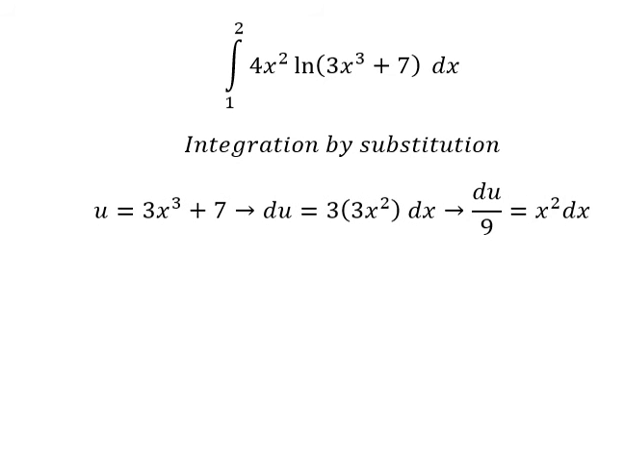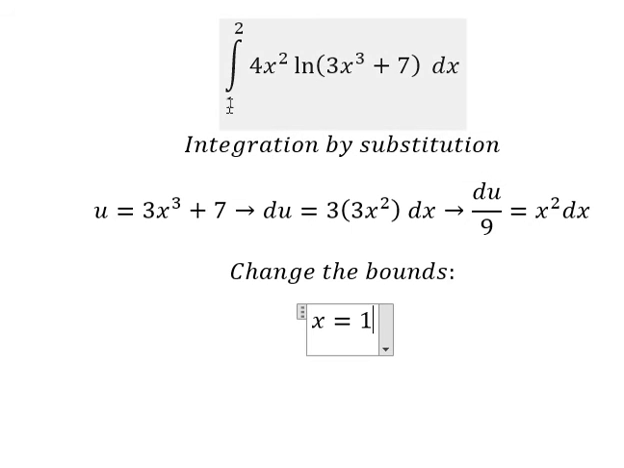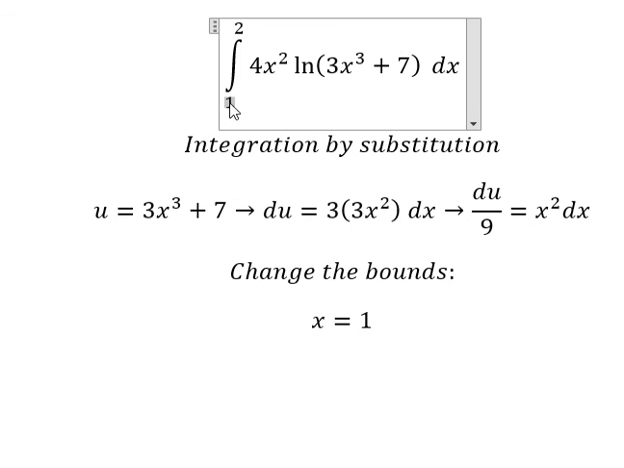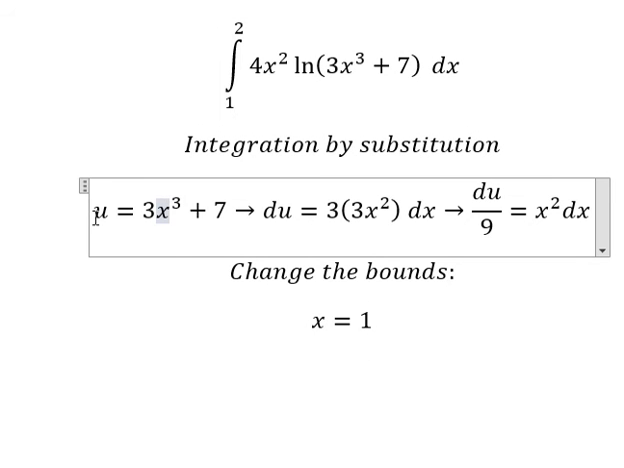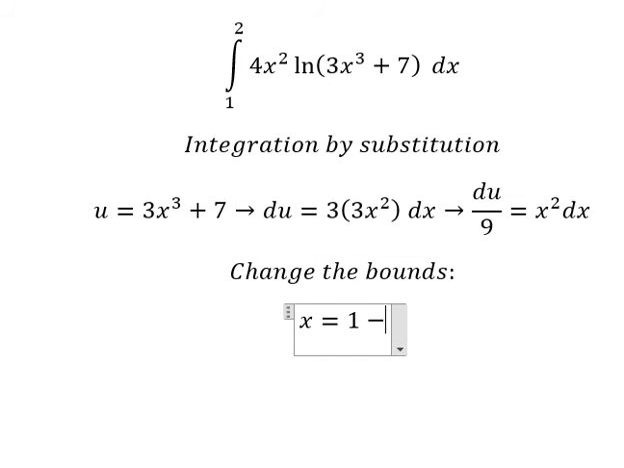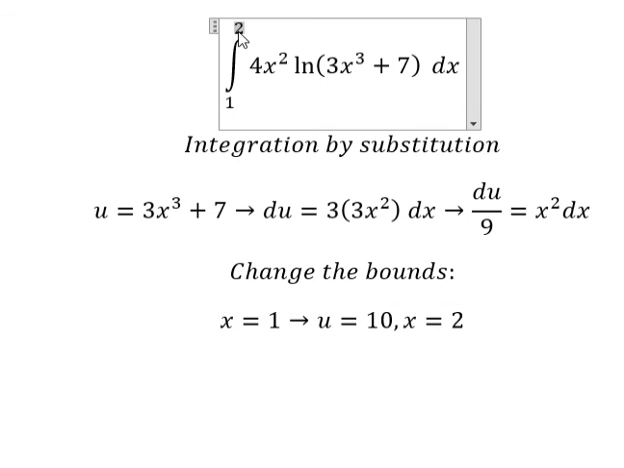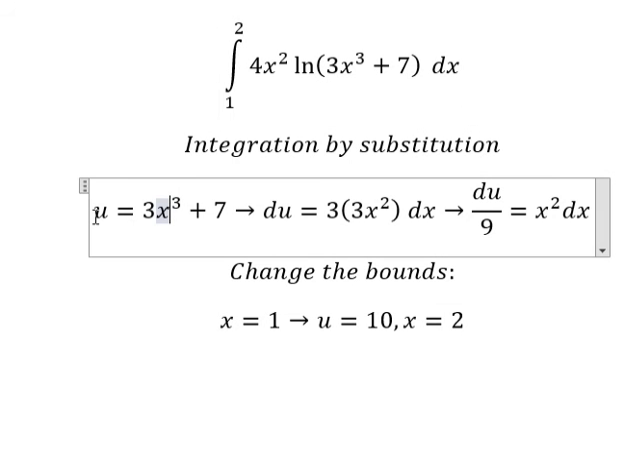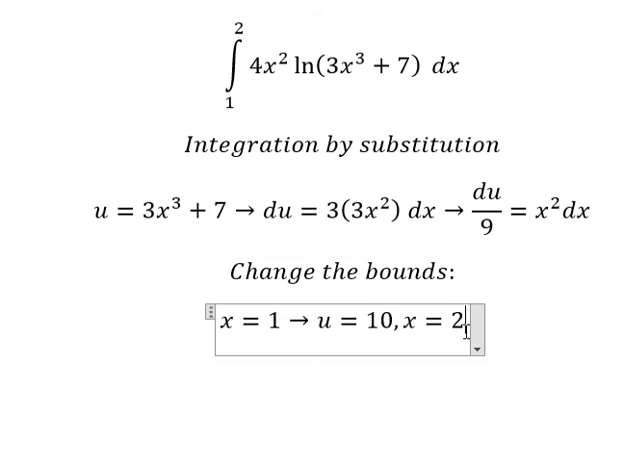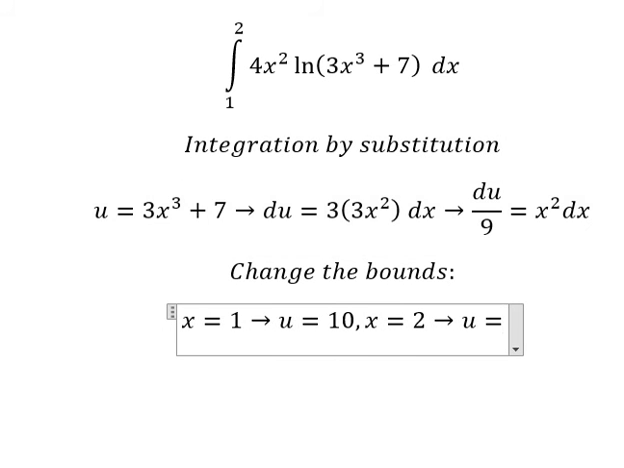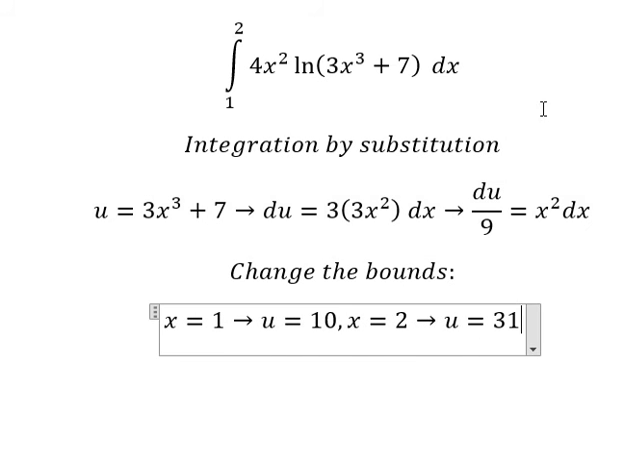Next, we need to change the bounds. When x equals 1, we put 1 in here to find the value of u. So u equals 10. When x equals 2, we put 2 in here, and we can find the value of u. So u equals 31.